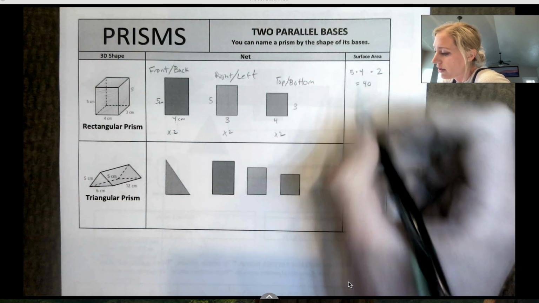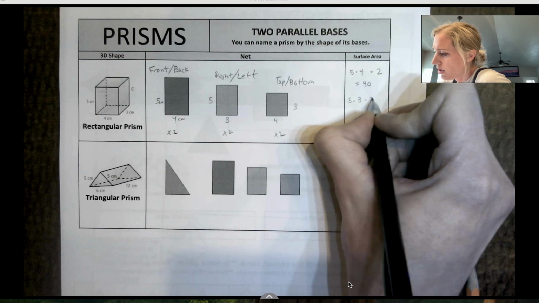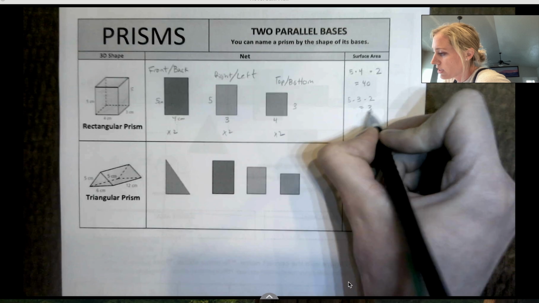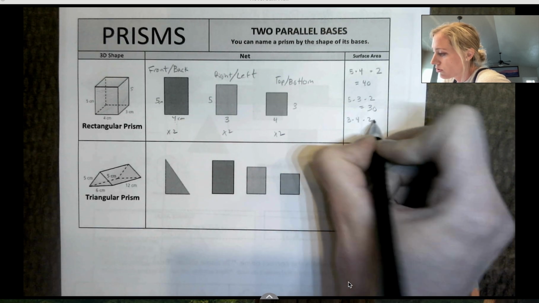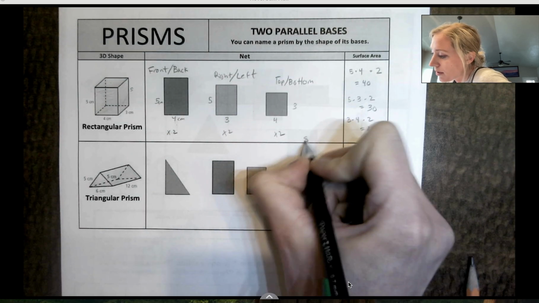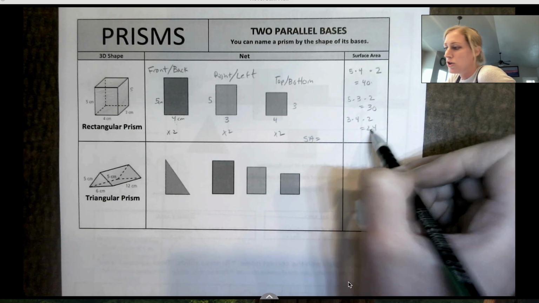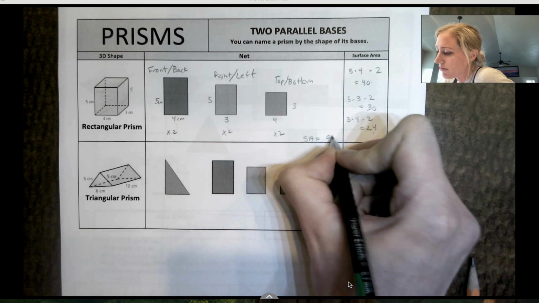When I multiply those together, we get 20 times 2 is 40. And then the second one, we're going to do 5 times 3 times 2, which is 15 times 2 is 30. And the last one, we've got 3 times 4 times 2. So 12 times 2 is 24. So our surface area, I'm going to use SA for surface area, is add all 3 of those together. So 40 plus 30 plus 24 is 94.